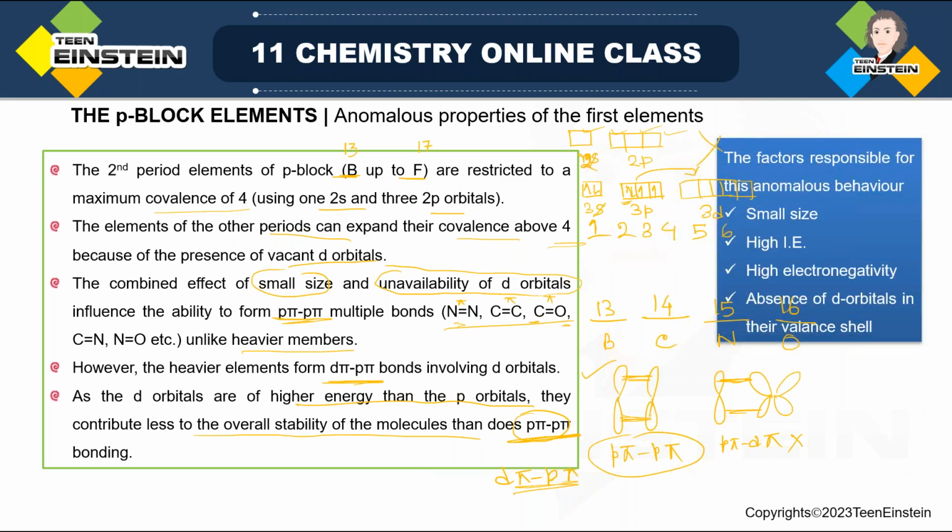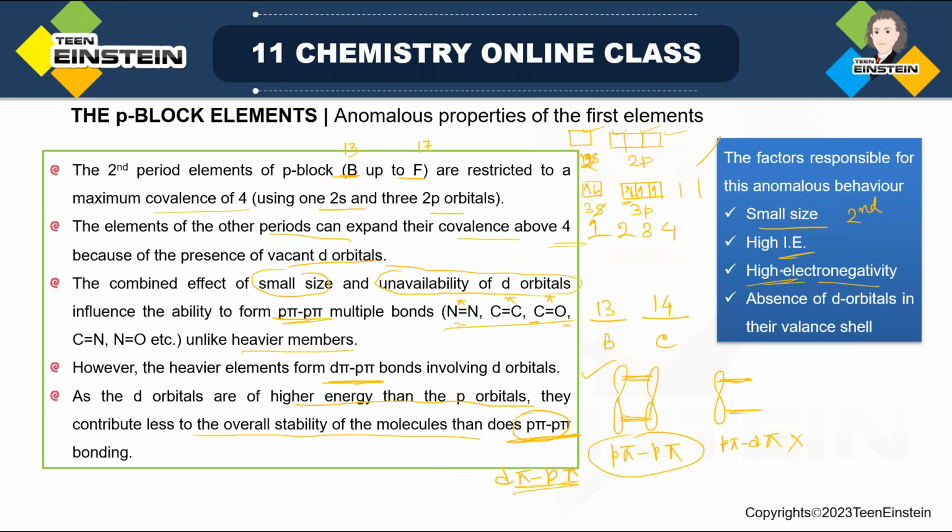Now, if we summarize, what are the reasons, the factors responsible for their anomalous behavior in general. These reasons are basically applicable for any group, not just for any particular group. Small size, so second period elements are very small in size. Ionization energy maximum, because when we move downward, ionization energy decreases. That means the first member will have maximum ionization energy. Then high electronegativity. Down the group, metallic character increases, which means electronegativity decreases. So the first member will have the highest electronegativity.